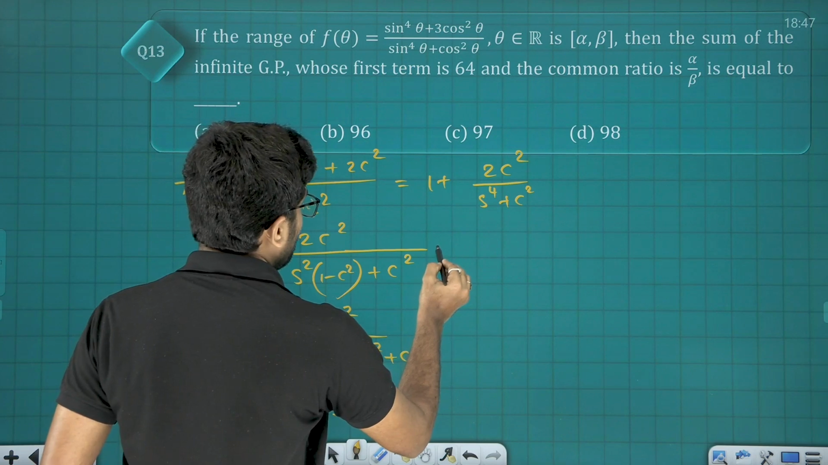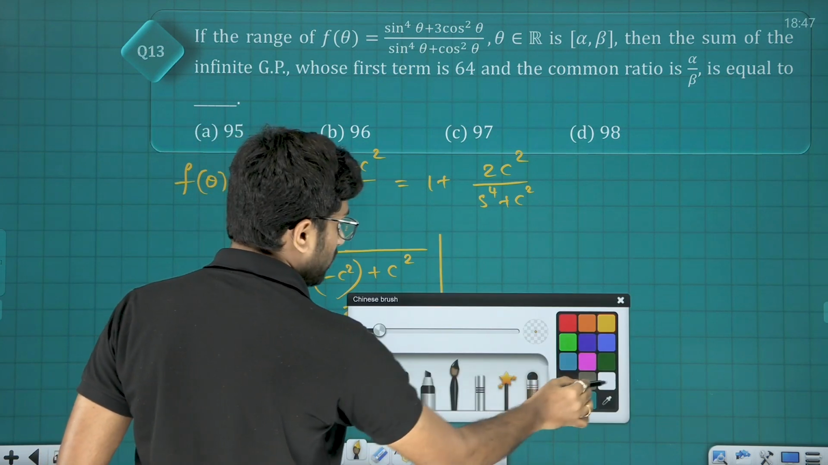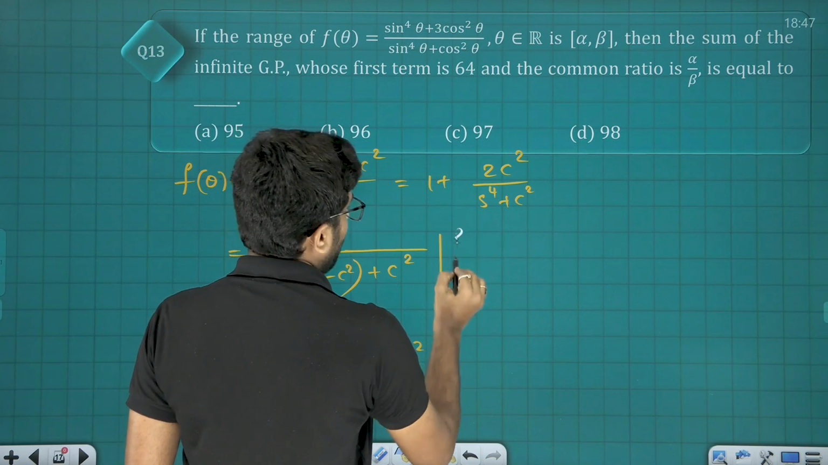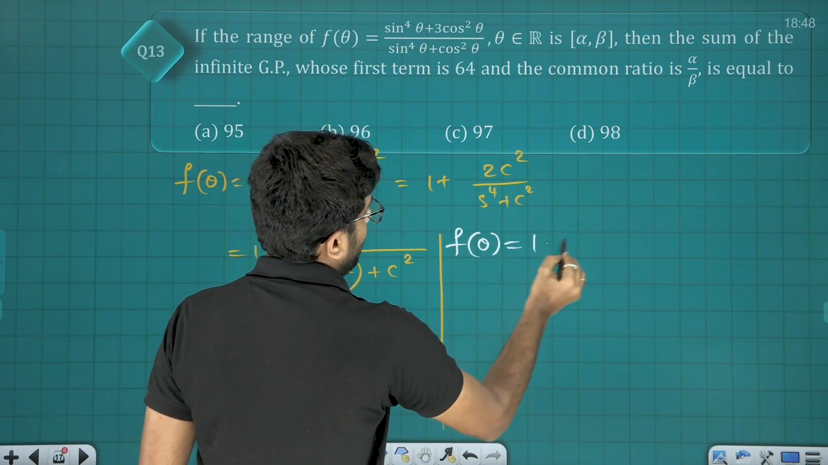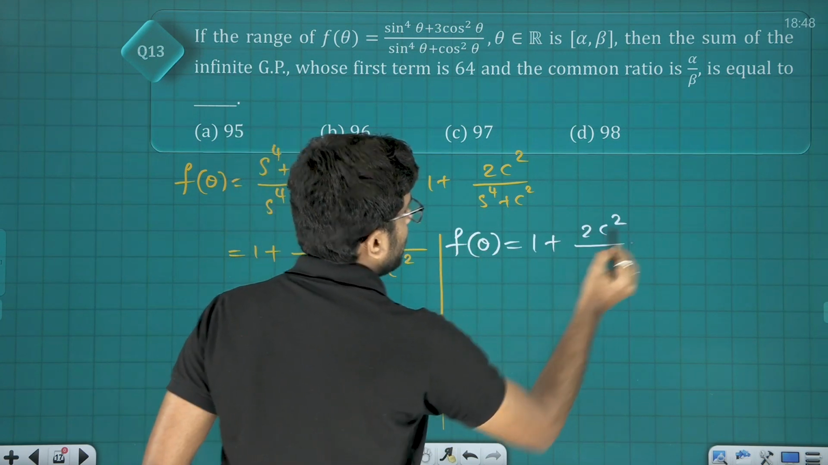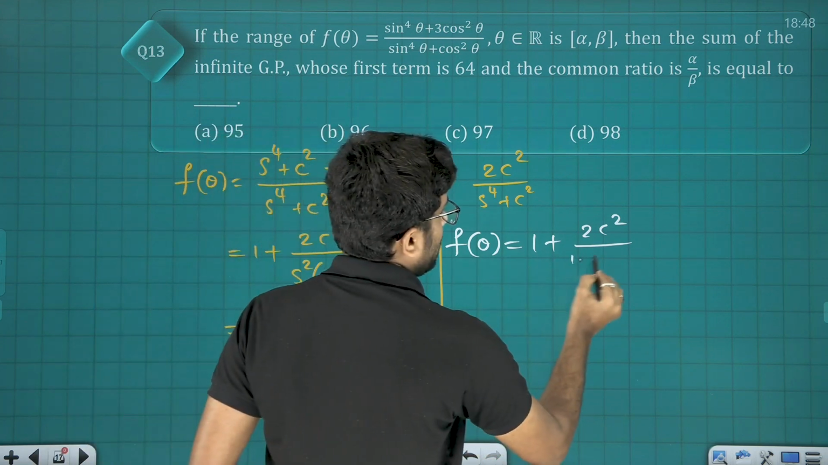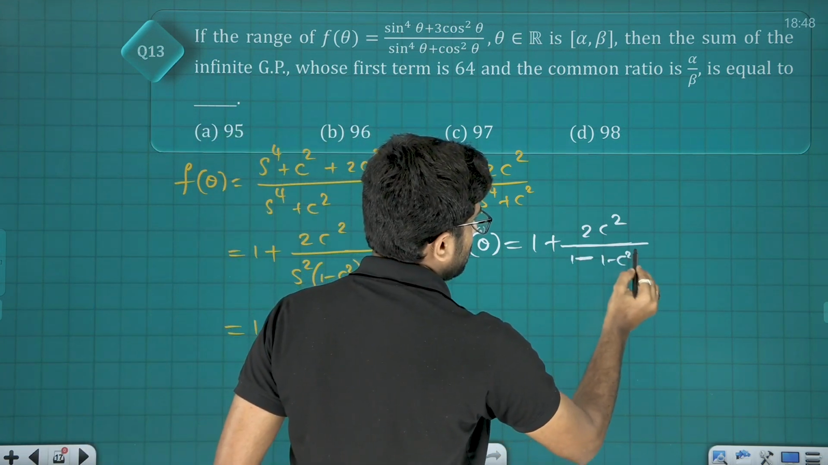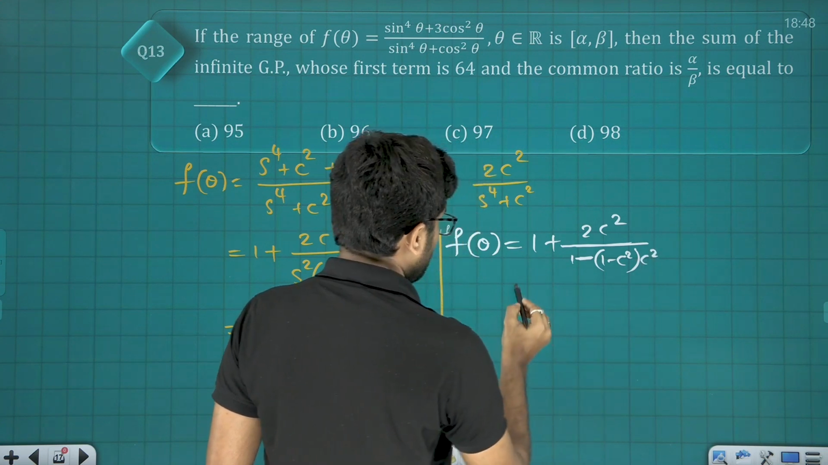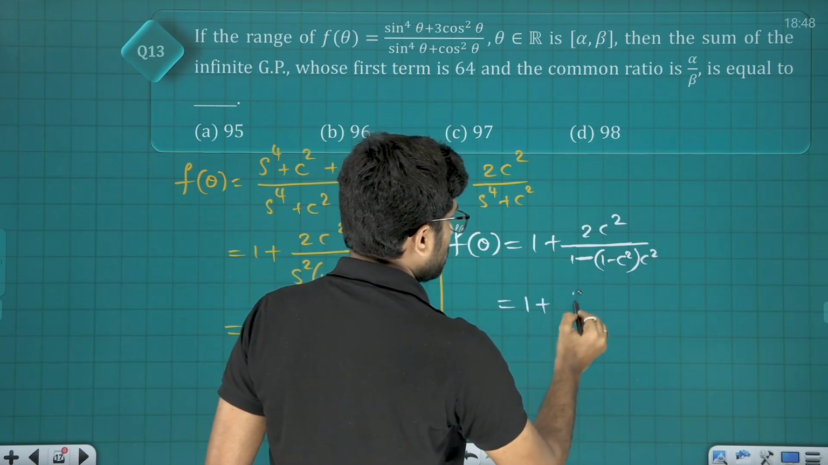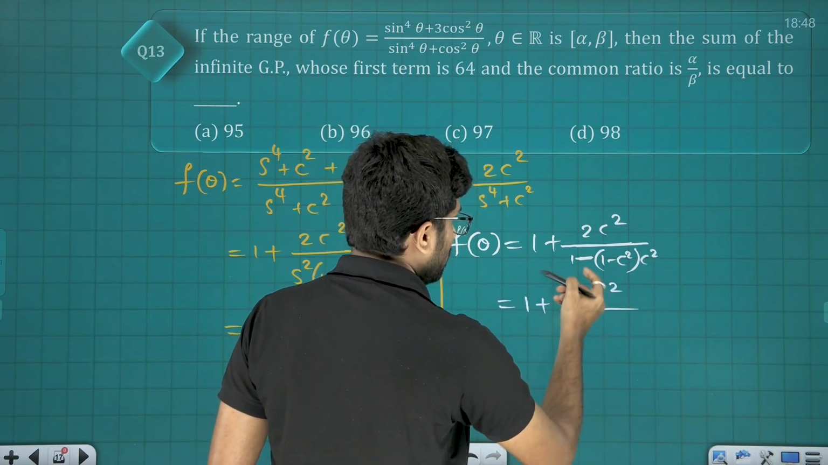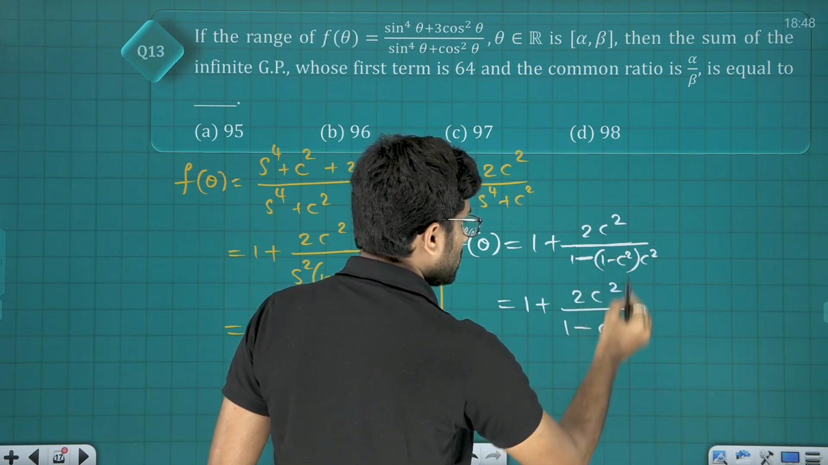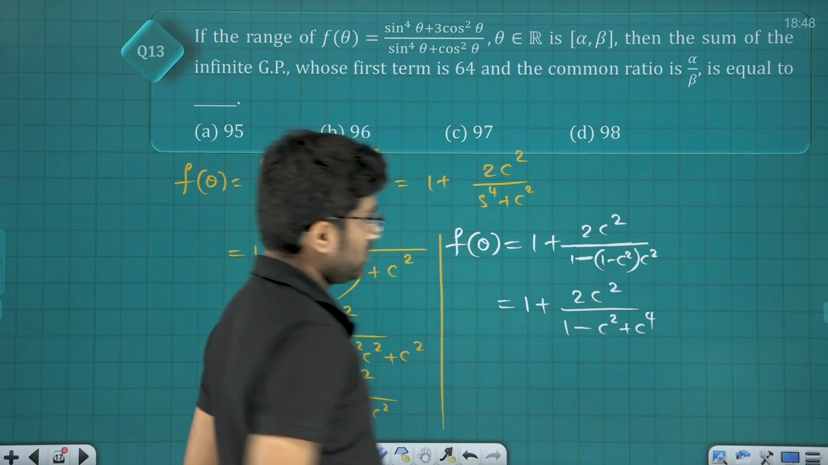So clearly, now let's try to express everything in terms of cos, because we have 1 in the numerator. So f of theta is equal to 1 plus 2 cos square divided by 1 minus sin square is 1 minus cos square into cos square. So that is 1 plus 2 cos square divided by 1 minus cos square, minus into minus, plus cos power 4.